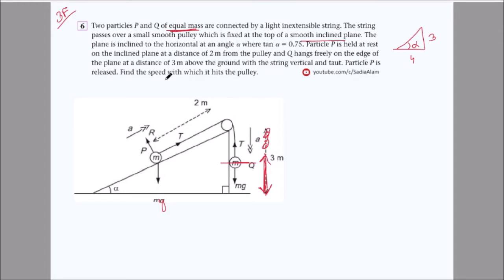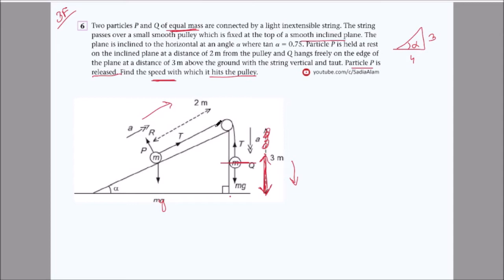Okay, then particle P is released. Find the speed with which it hits the pulley. When particle P is released, P will move in this direction and Q will move in the downward direction, and then P will hit the pulley, because this distance is 3, right? By the time Q is moving towards ground level, this distance is 2, which is less than 3. So P, after crossing this distance, when it comes to here, will hit the pulley. When it covers the distance of 2 meters, it will hit the pulley.